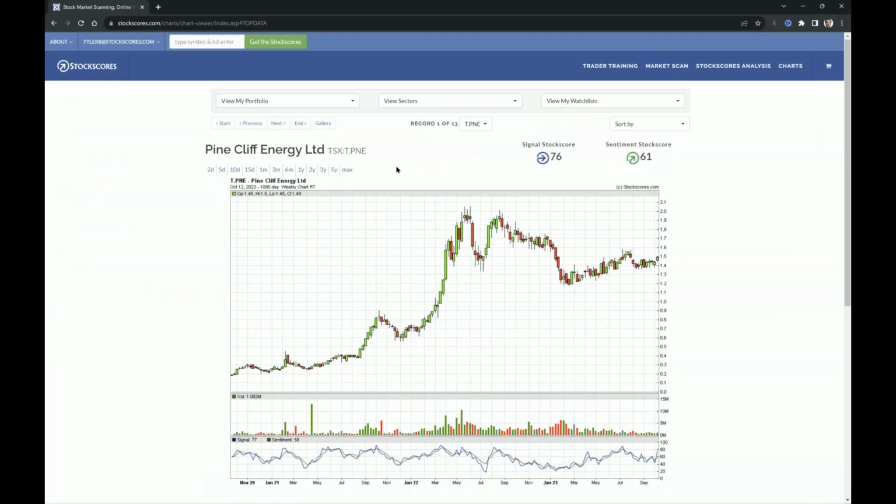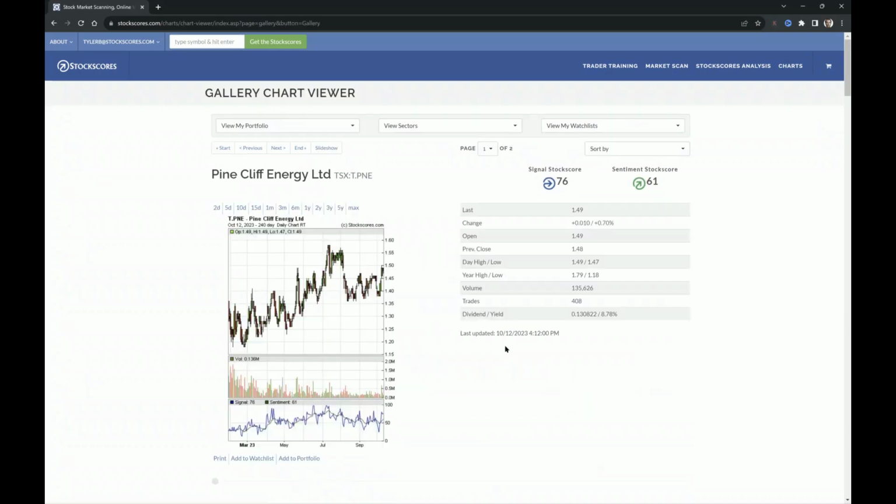If I change my view from this, called the slideshow view, to gallery, I'm also going to be able to see the yield. There it is right there. So its historical yield is 8.78%. So if I buy this and it continues to pay the same dividend that it's been paying, I'm going to get almost 9% yield on this stock, and it looks like it has a decent chance to go higher as well. Okay, so that looks pretty good if you're looking for a dividend pair.